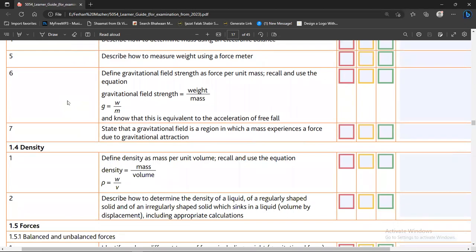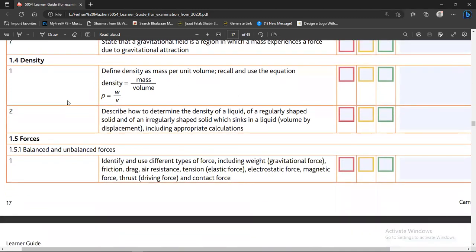Define gravitational field strength as force per unit mass. Recall and use the equation gravitational field strength is equal to weight divided by mass, small g equals W by m, and note that this is equivalent to the acceleration of free fall. State that a gravitational field is a region in which a mass experiences a force due to gravitational attraction.